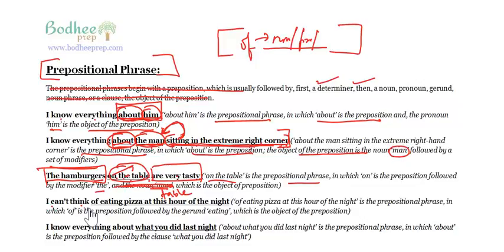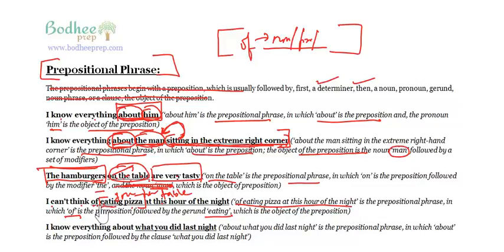I can't think of, and what can't you think of? Eating pizza at this hour of the night. So I can't think of something. I can't think of you. I can't think of her, right? I can't think of what? Eating pizza. When? At this hour of the night. Of eating pizza at this hour of the night is a prepositional phrase in which of is the preposition followed by the gerund eating, which is the object of the preposition, right?